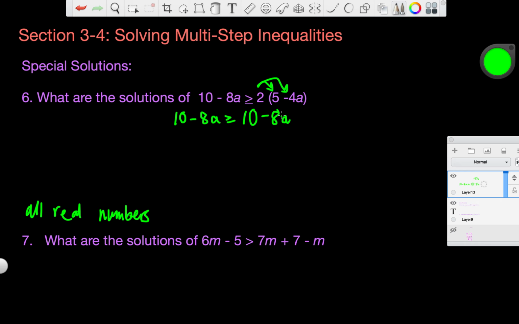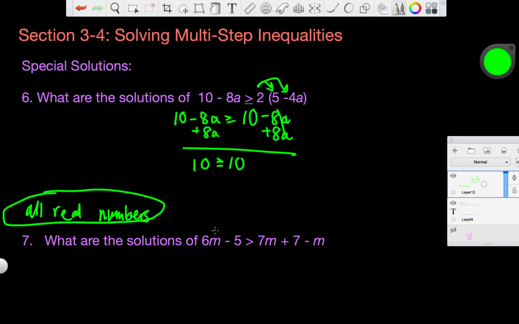So if I wanted to move my variables to the same side, I would add this 8a to both sides. I would end up with 10. Now, negative 8a plus 8a is 0a, so I would just have 10 is greater than or equal to 10. Now, this is always true, right? 10 will never be less than 10. 10 is equal to 10, and this inequality symbol says that equal is okay. So this means that your answer is all real numbers. Every single thing works for this inequality.